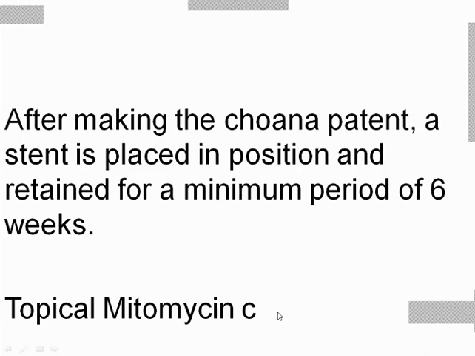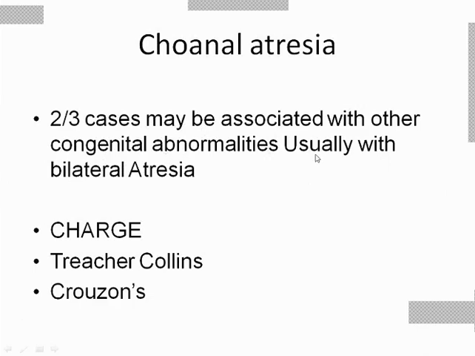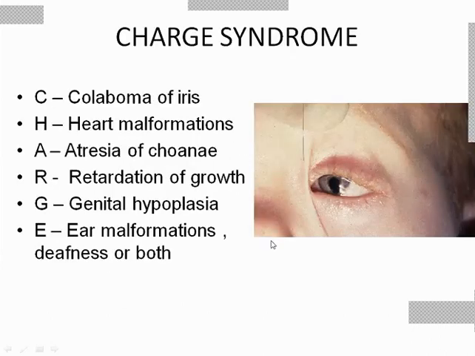Two-thirds of cases may be associated with other congenital abnormalities, usually with bilateral atresia, such as CHARGE syndrome, Treacher Collins syndrome, and Crouzon syndrome. What is CHARGE? CHARGE is coloboma of the iris, heart malformations, atresia of the choana, retardation of growth, genital hypoplasia, and ear malformation along with deafness, usually sensorineural or both.